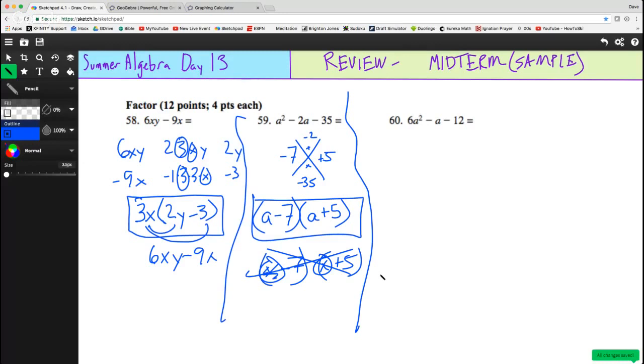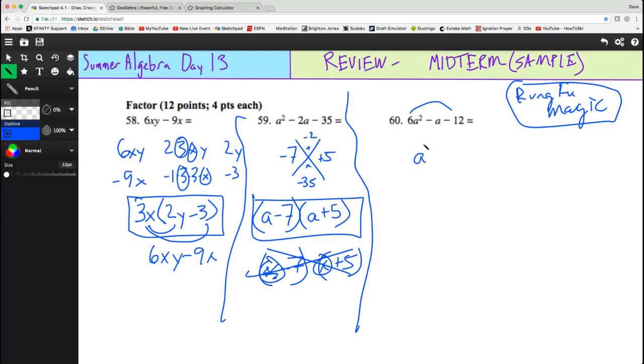Okay, our last problem. There's a lot of ways to do it. Some of you do this differently, but remember I taught you the kung fu way, the magic way. This isn't my invention, but this is by far what I've seen to be the easiest. So you multiply the first by the last and rewrite this guy like this. These are not equivalent. These do not equal each other, but it's part of the trick. You rewrite that like this, then you factor it.